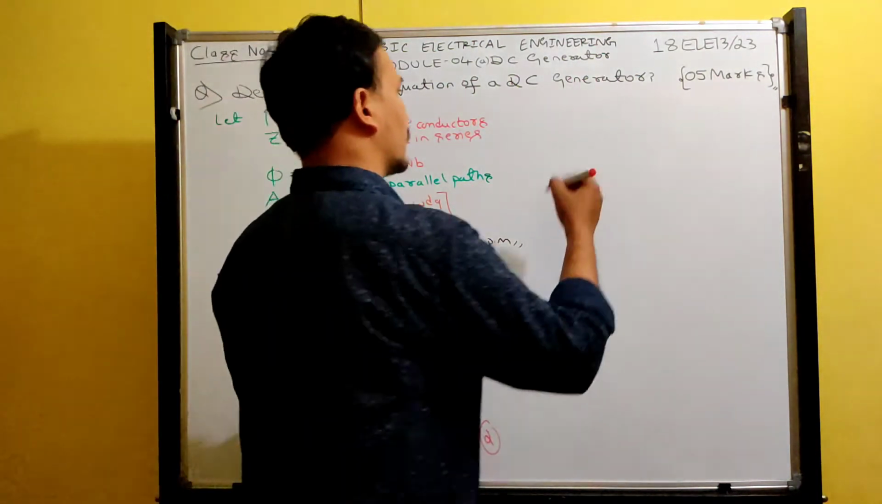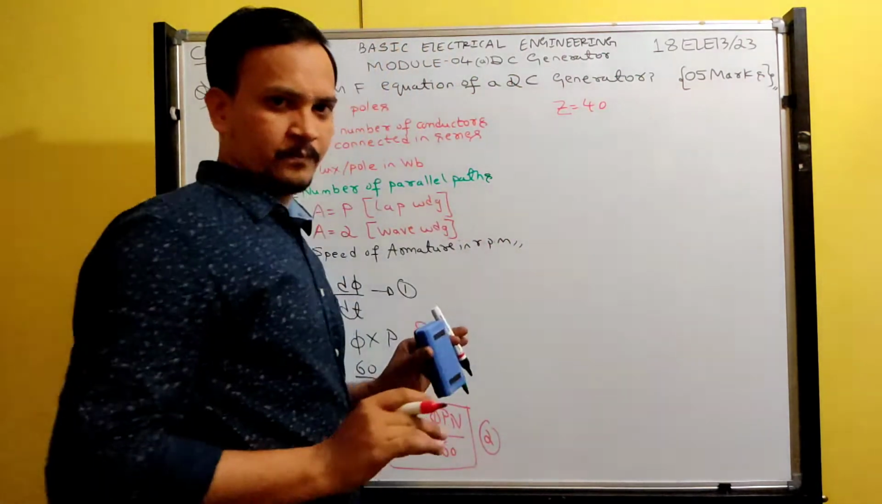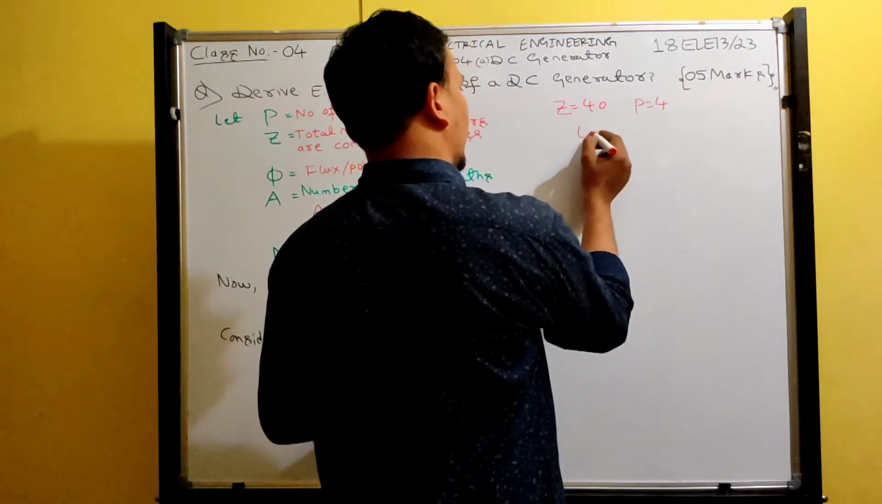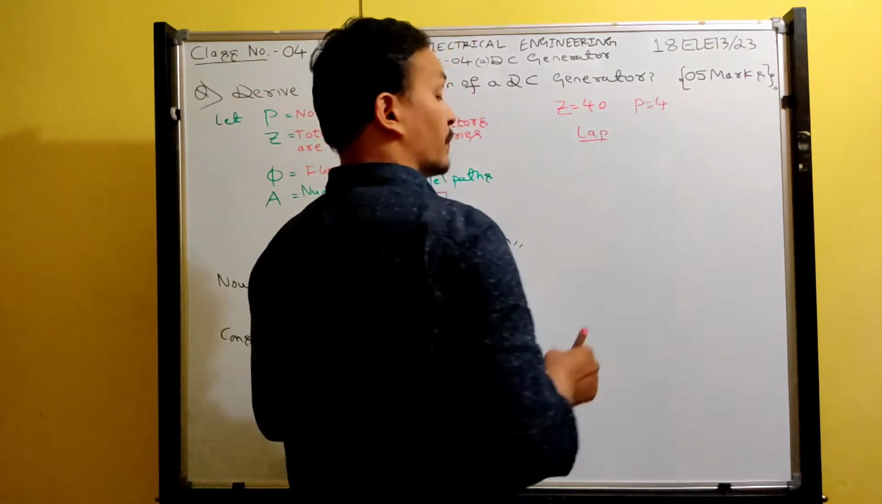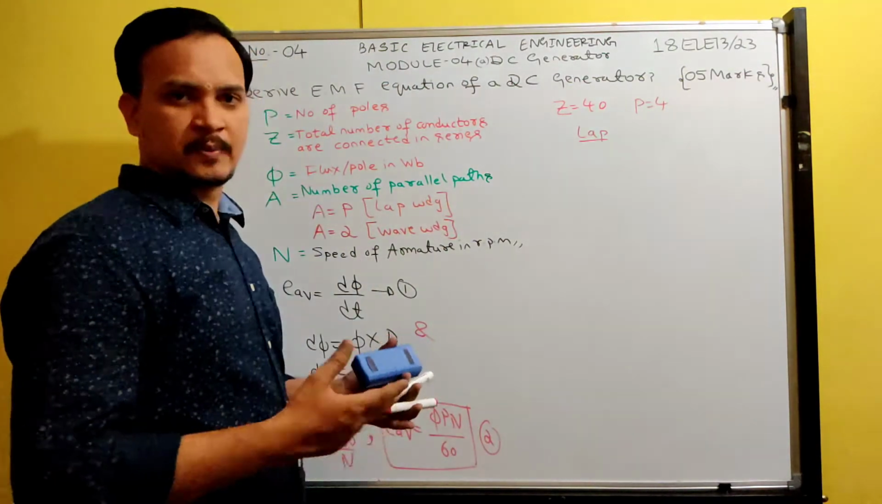Now look here. Consider a total number of conductors of 40, and 4 poles, and assume it is a lap type of winding. You can take lap or wave, the choice is yours. I will explain both.